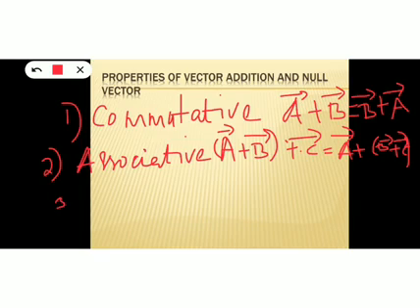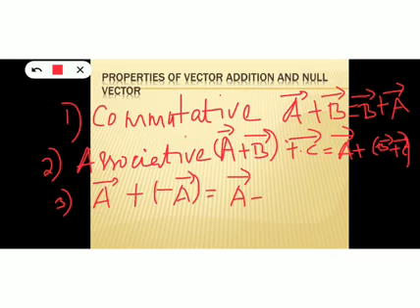Next, the third property. What is the result of adding two equal and opposite vectors? Suppose we have a vector A and another vector minus A. Both are equal in magnitude, because the magnitude of both vectors is A, but the direction is different. One vector is opposite to the other. So what will be the result of adding these two vectors? This is vector A plus minus vector A. It can be written as A minus A, which will be equal to the zero vector.